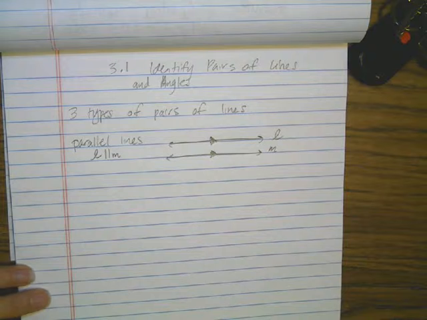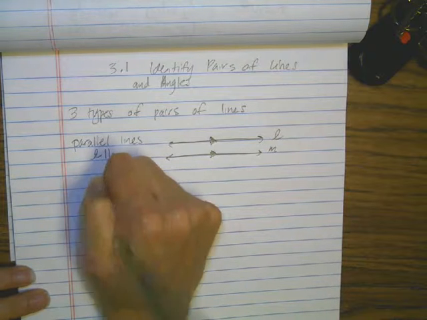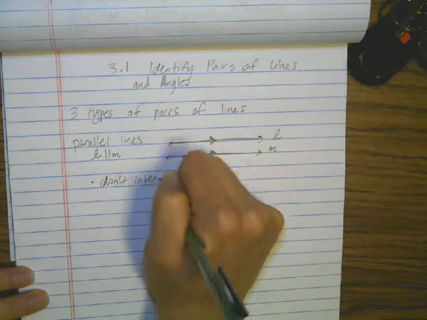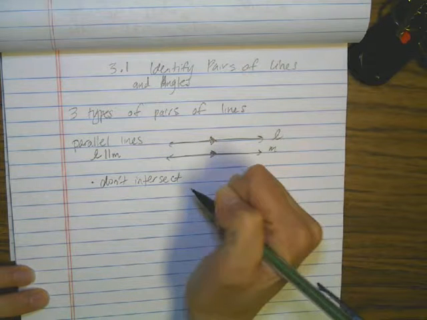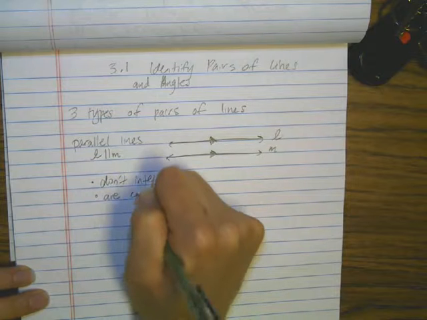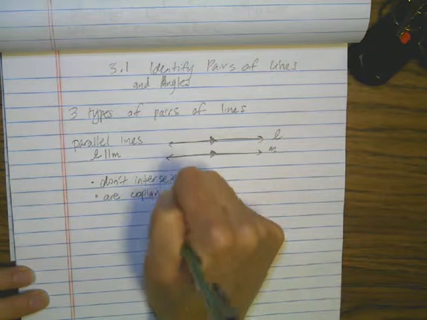And in words, just so you know, they don't intersect. So there are two lines that don't intersect, and they are coplanar, so they're on the same plane.